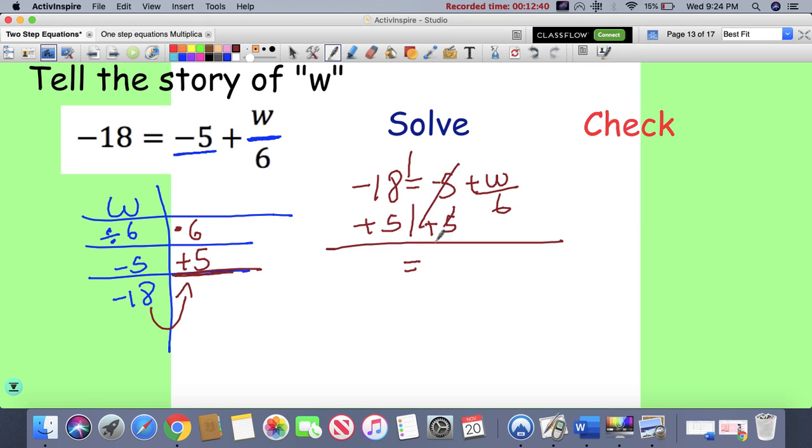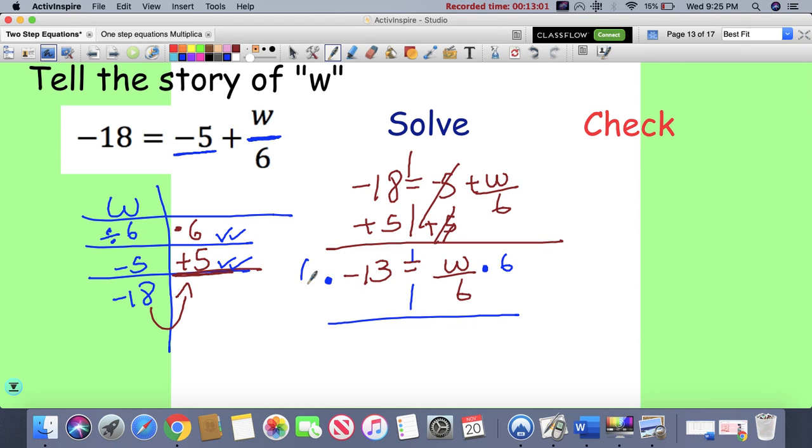Minus 5 and plus 5 go away. W over 6 comes down. And -18 plus 5 is -13. Over here, it says, so I did this. The second step will be to times 6 to both sides. So let me show you. Multiply by 6 here. That's how I'm going to represent it.